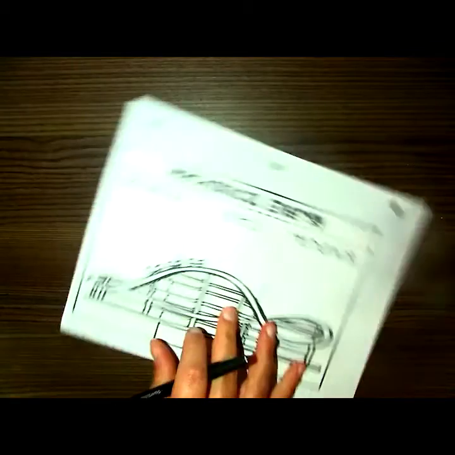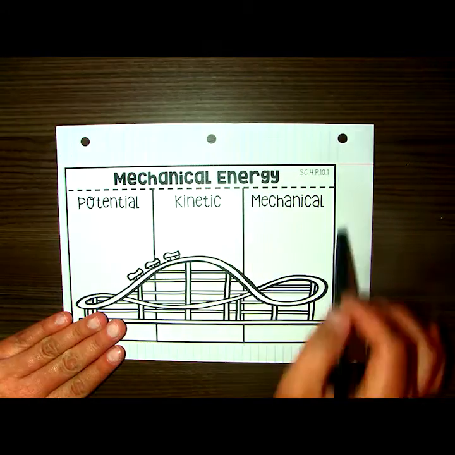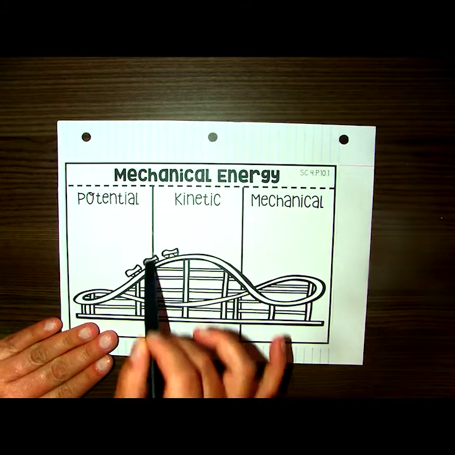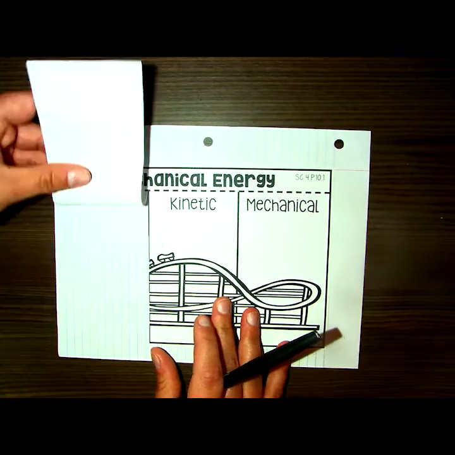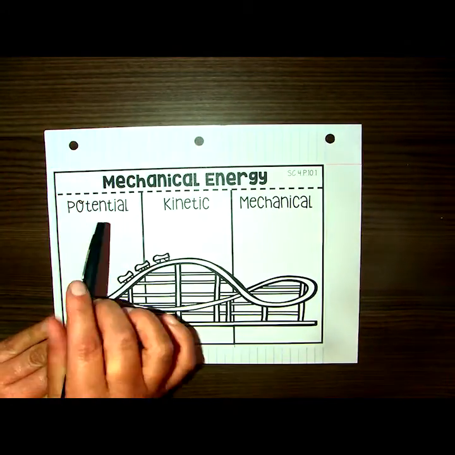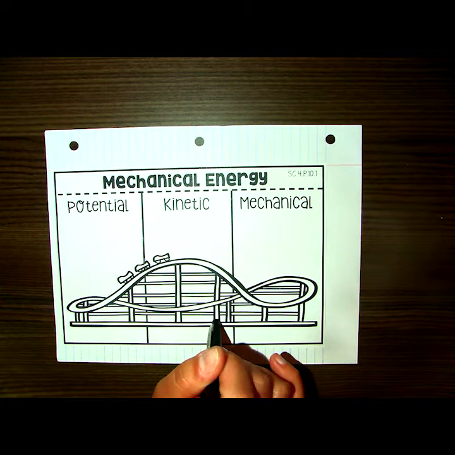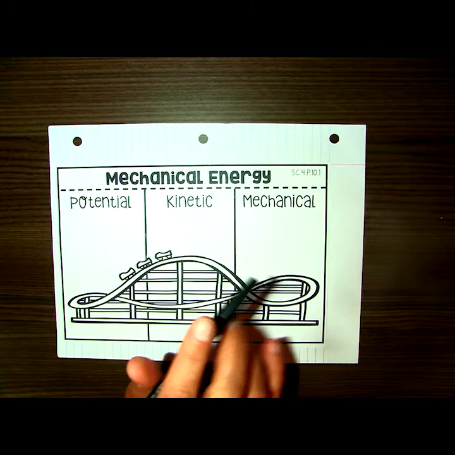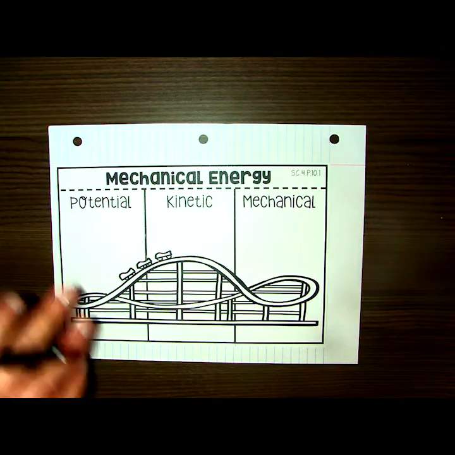Hopefully you've already printed the notebook page. The one that you are printing has 3 sections just like this. So what you're going to need to do is cut out around the large rectangle and then cut up to this dotted line right in the middle of that roller coaster so that you have 3 flaps where you can take some notes on potential, kinetic, and mechanical energy. So if you have not already printed and gotten this notebook page ready, then go ahead and pause this video and do that now, and then come back and we will get started.